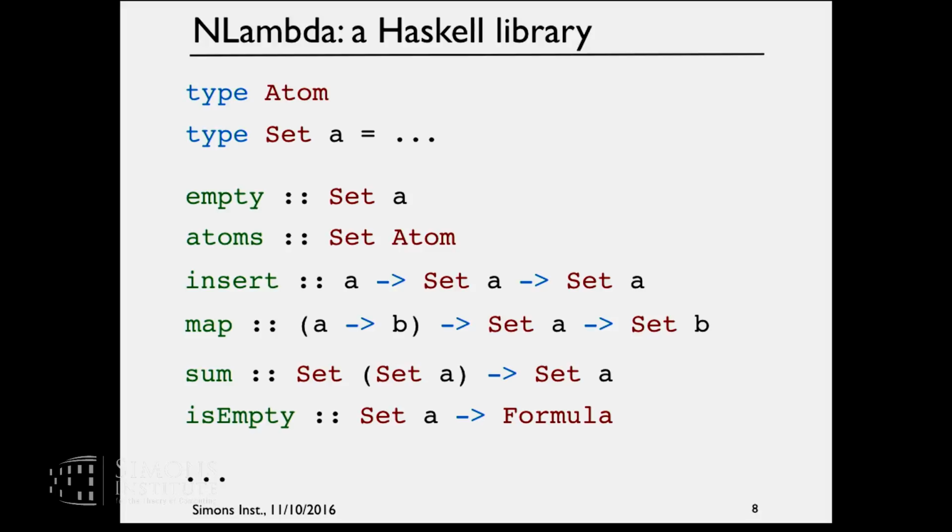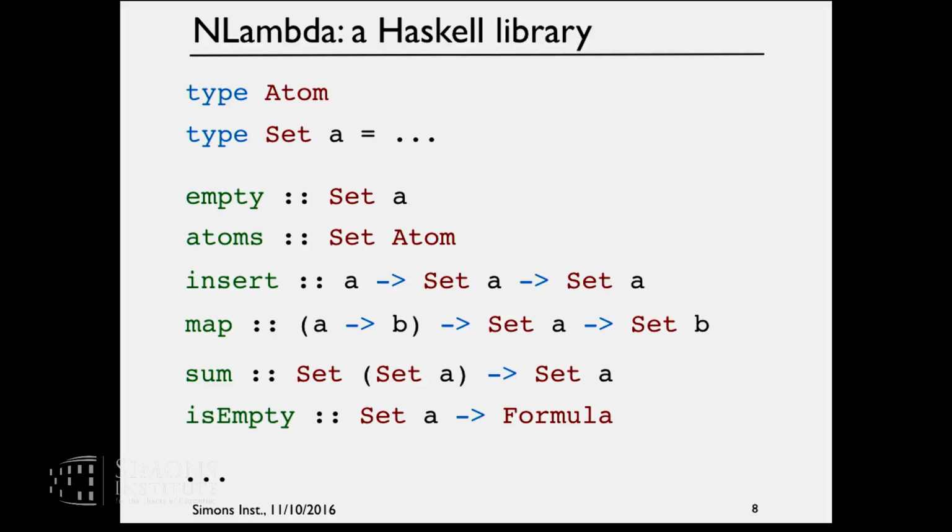Then I can provide, and this is what is provided in the library, a bunch of primitives that allow the program to operate on these sets. So there is the empty constant. A new thing is the constant atoms, which is the set of atoms, and it is an element of the type set atom. So it's a set of atoms, therefore it's a legal value of this type. Then there are these primitives as before: insert, map, sum.